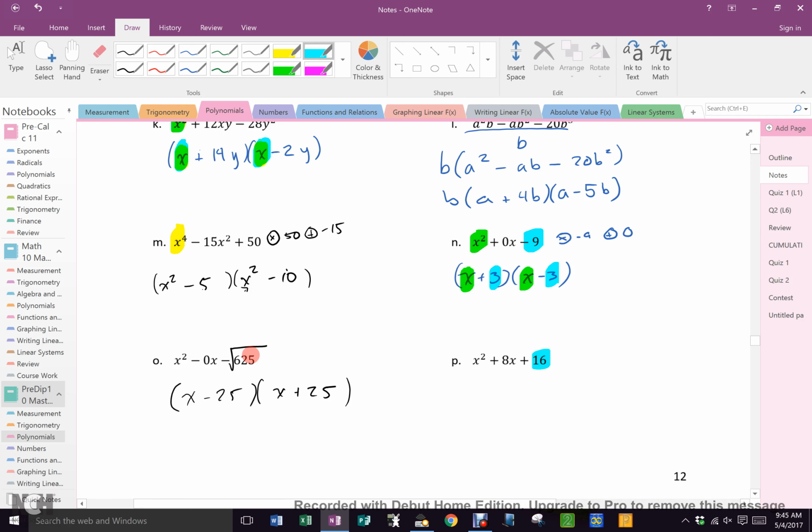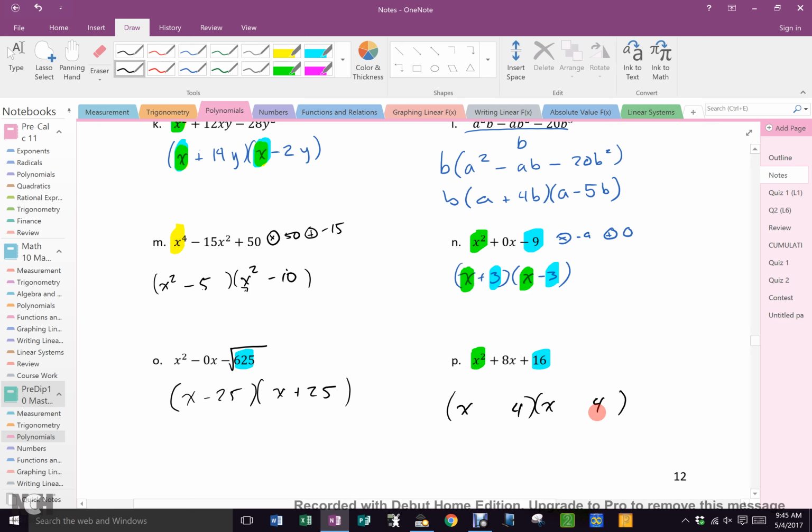Everything in blue shares a characteristic. What is it? They're perfect squares. Everything in green shares a characteristic. What is it? Perfect square. So I know this is x, x. I know that's 4, 4. What's different in P?